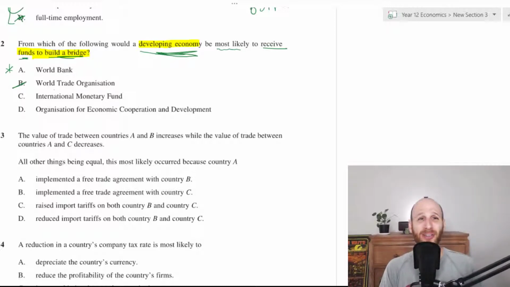World Trade Organization, this isn't really a trade issue. This is an aid issue, giving money issue. IMF, we're not really talking about a financial bailout. We're talking about funding vital infrastructure. OECD, no one's sitting around in their office doing research on this one. So our answer would be the World Bank.